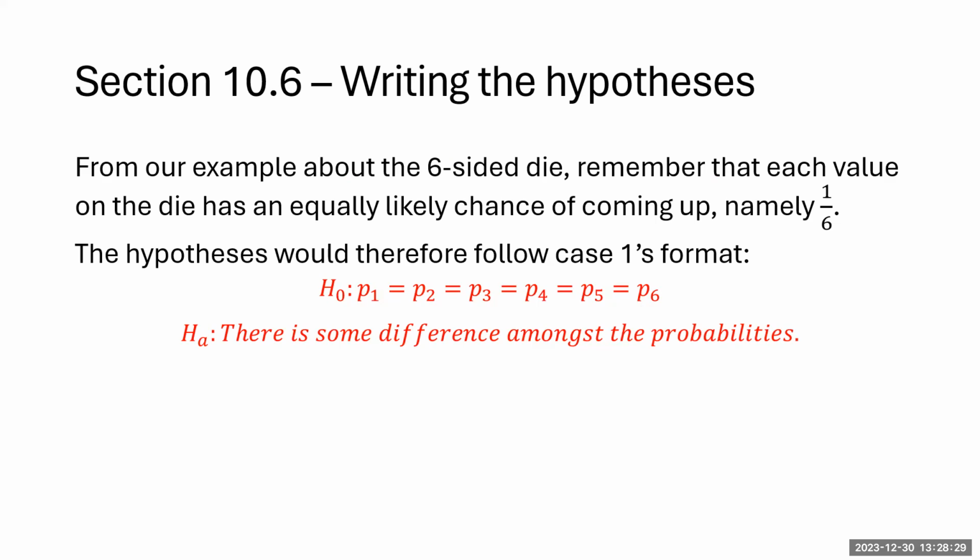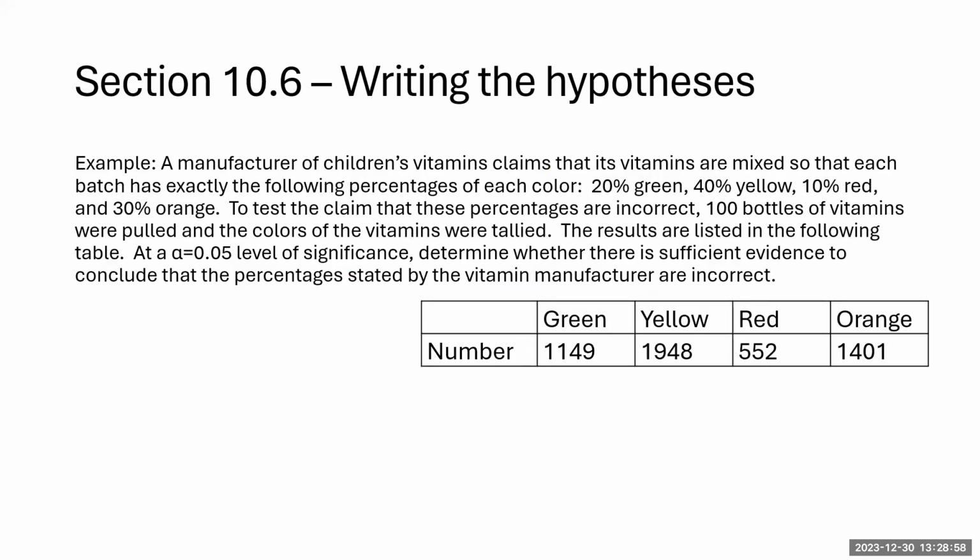So the hypothesis that we would use for this particular situation would be case 1, where P1 would be equal to P2, which would be equal to P3, et cetera, all the way up to the 6th outcome. And I could also write here, would be equal to 1/6. So this would be the case where all the probabilities are the same. The alternative would be there is some difference amongst the probabilities. In other words, they're not all the same. Maybe a couple are, but others would be different.